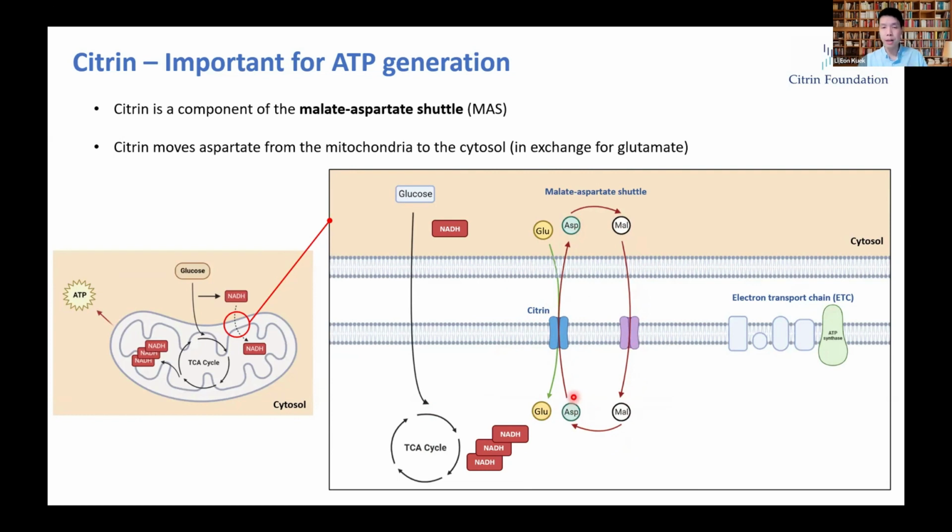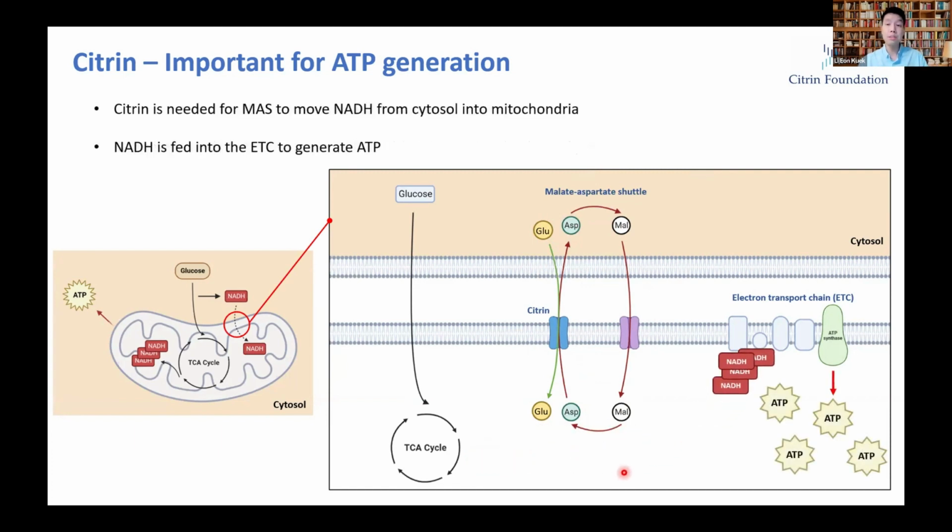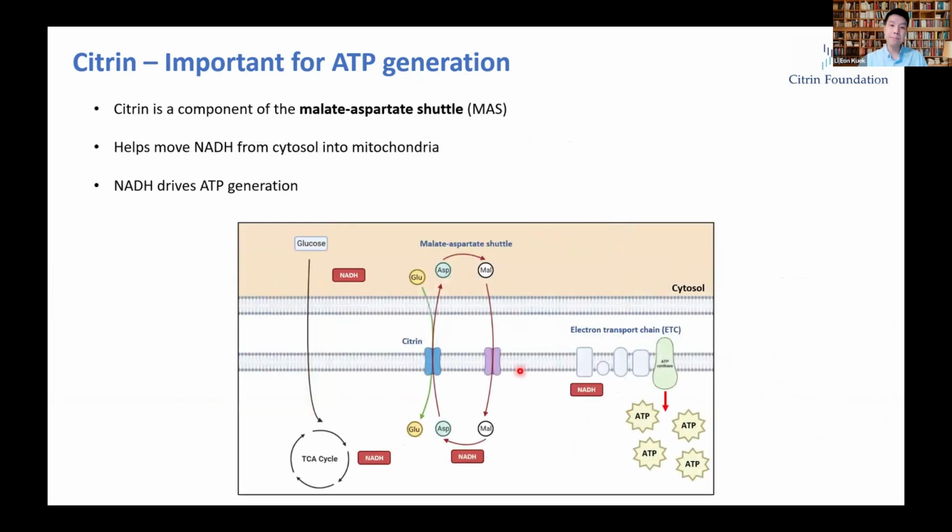Now, some of you may find this hard to comprehend, but the key thing is this cycle goes on in repeat. And the important thing is when this happens, NADH is brought from the cytosol into the mitochondria. And as I said before, NADH is a high energy molecule. Ultimately, NADH drives ATP production. And this is how you derive energy from your food. So to recap, citrin is part of the malate aspartate shuttle. And the malate aspartate shuttle is important because you need to move NADH from the cytosol into the mitochondria. And all this combines, NADH drives ATP production.